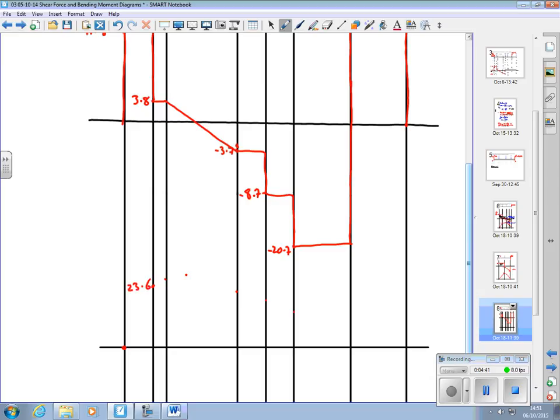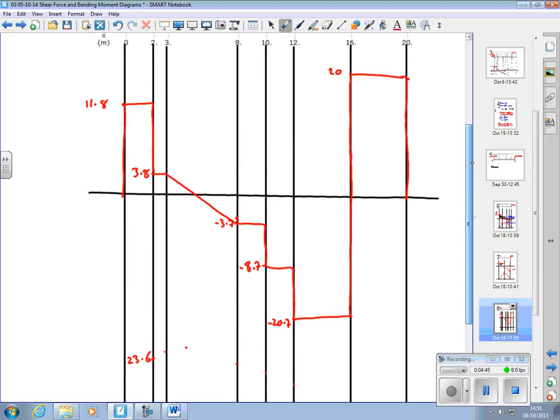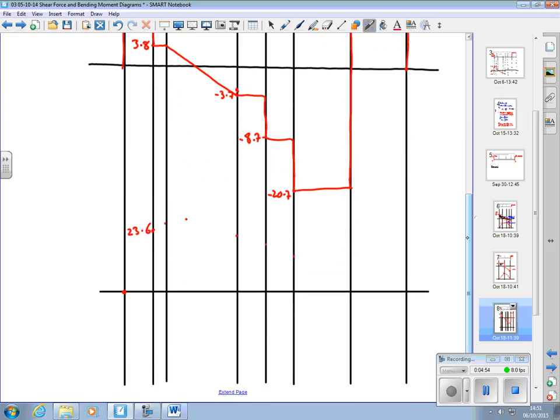That's one I did earlier, just to get the values. And the gradient is a constant there in the shear force diagram. This gradient is constant, so the gradient is 11.8. Quite a steep positive gradient, which you can see if you draw the line between there and there. So that's the first bit.